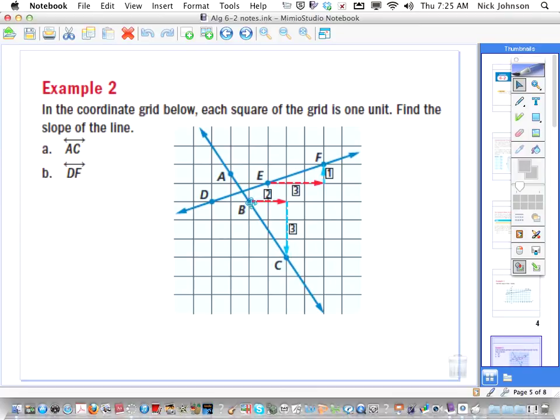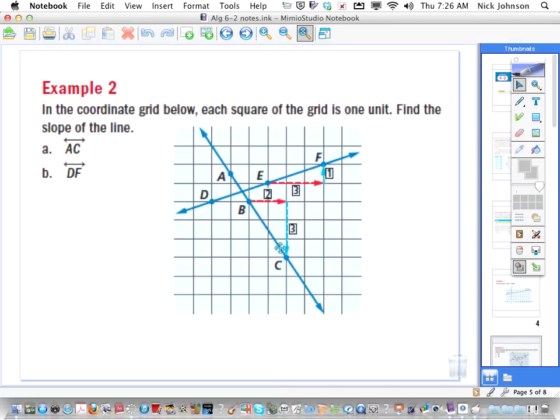Well, I'm going to pick another point. I'm going to look at B to C because that point is also on the line. So to find the slope of line AC, I'm going to use this point and this point. Remember, it doesn't matter which points you use, just as long as they're on the line. This says my run is 2, my rise is 3. Now notice it's 3 in the negative direction. So my slope has to be a negative value.